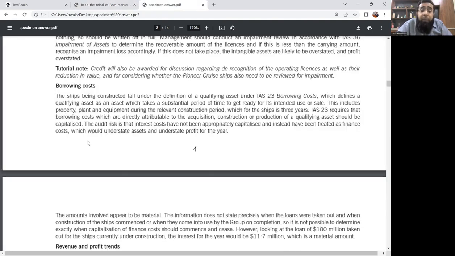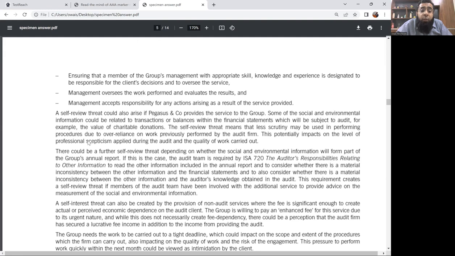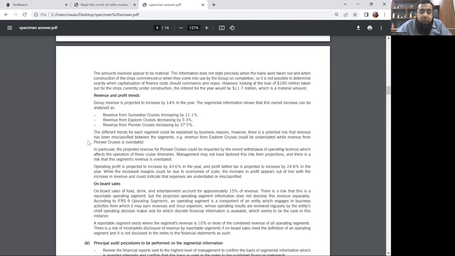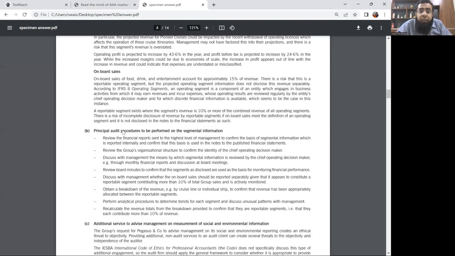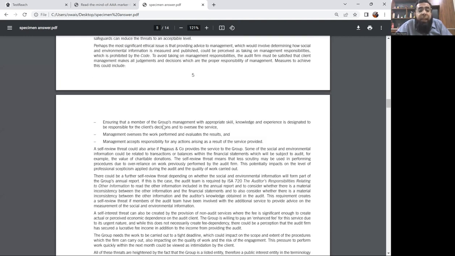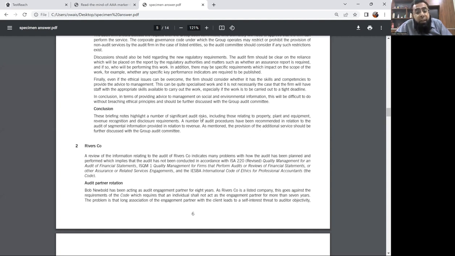Now, if you look at the examiner answer, he has given the conclusion at the end of the answer. Just a second. In the examiner answer, see, the audit risk ended here. He has given the conclusion after part B and part C at the end. These briefing notes highlight significant audit risks, including those relating to property, plant and equipment, revenue recognition and disclosure requirements. A number of audit procedures have been recommended in relation to the audit of the segment. As mentioned, the provision of additional service should be further discussed. So he gave a conclusion at the end and he gave the significant risk at the end.